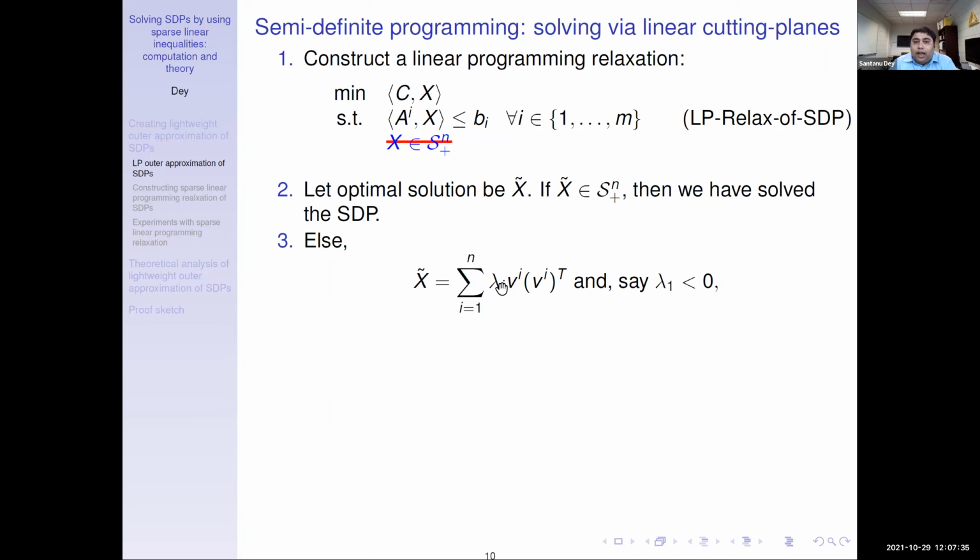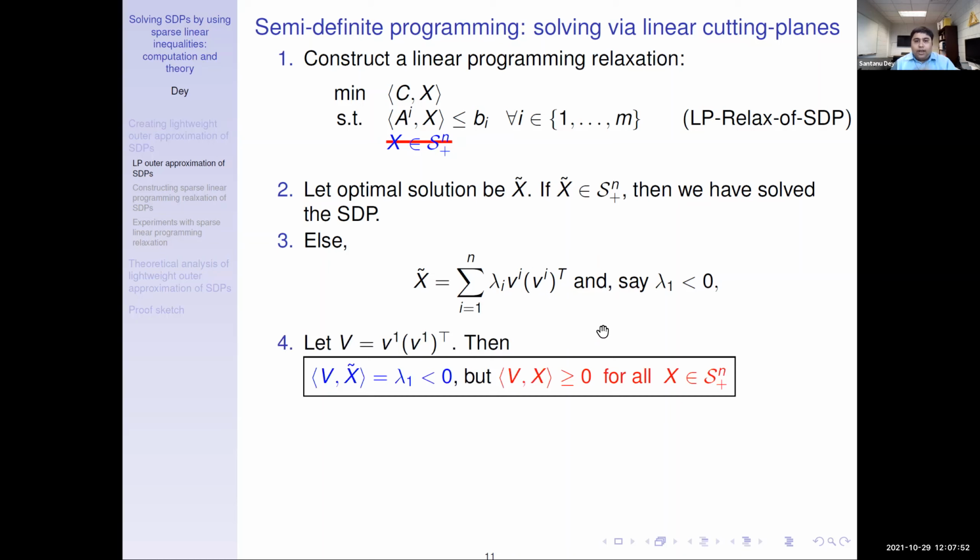So let's say lambda 1 was this negative eigenvalue corresponding to the eigenvector v1. Remember, this is the standard decomposition of the matrix, right? Of any symmetric matrix, you will have real values here, but now because of PSD, it's negative. And again, this is all well understood.